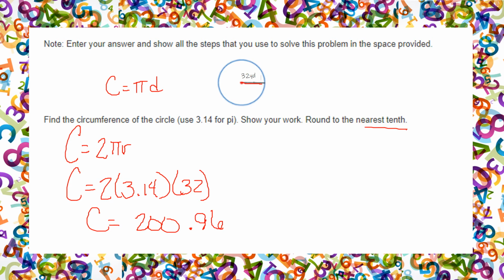So 200 point, this 9 will raise that 6. Sorry, the 6 is big enough to raise the 9 to a 10, which brings this up to a 1. So it would be 201.0, or just 201 yards squared. Oh, nope, not squared, because it is circumference. Only area is squared.